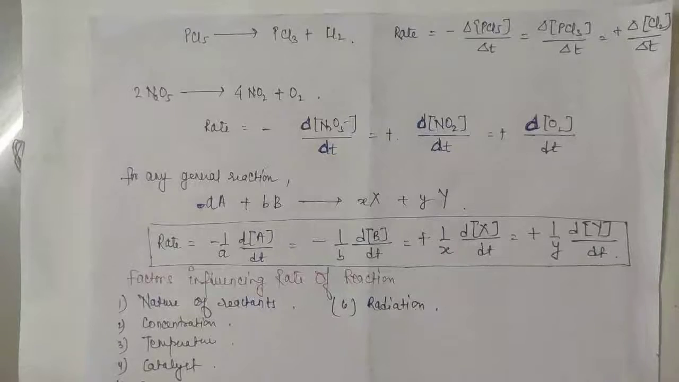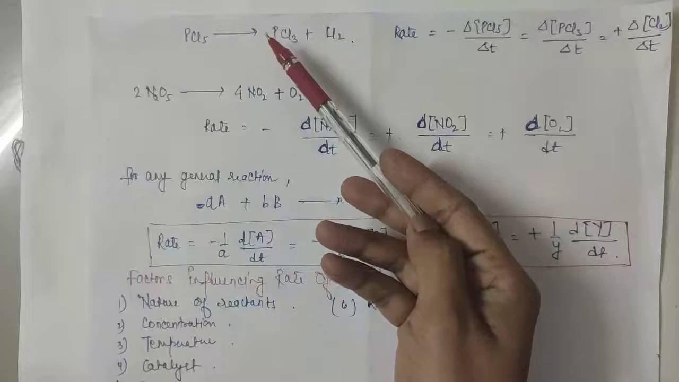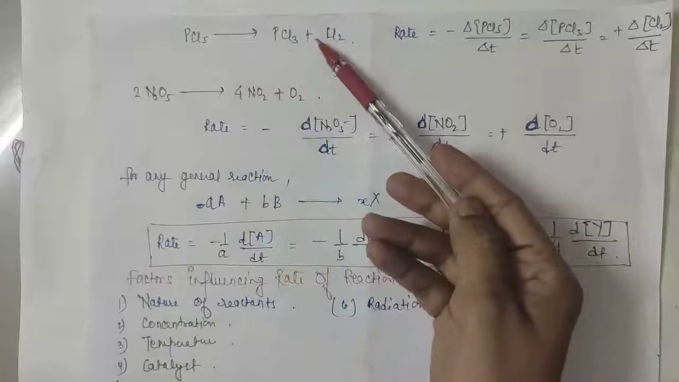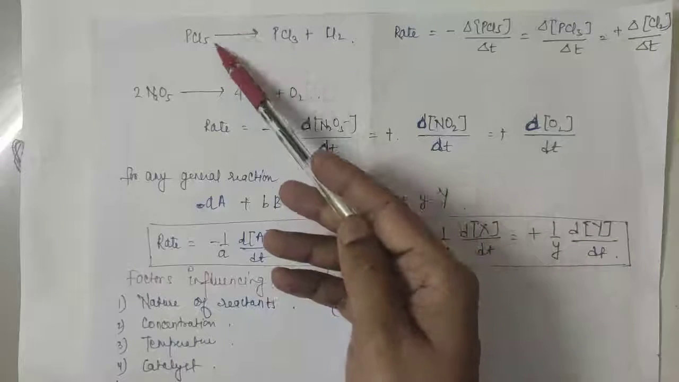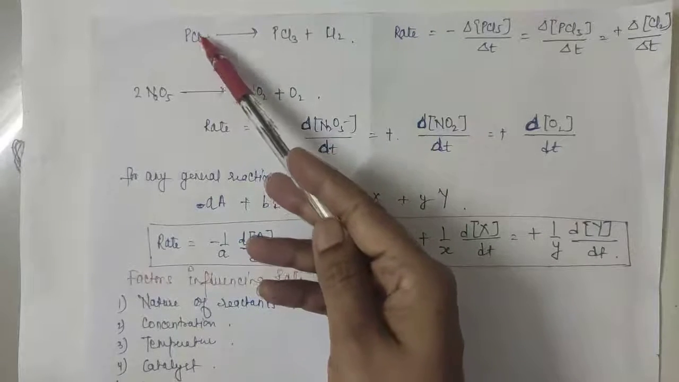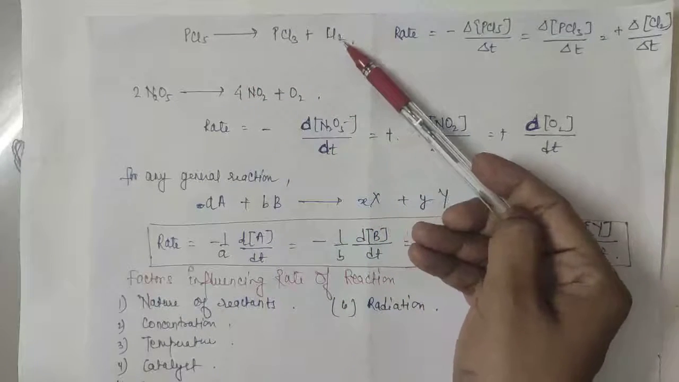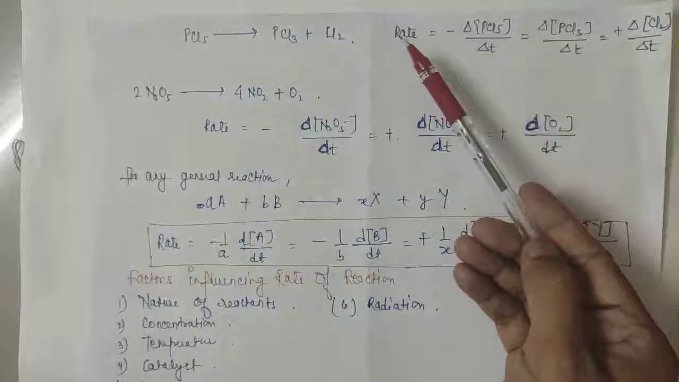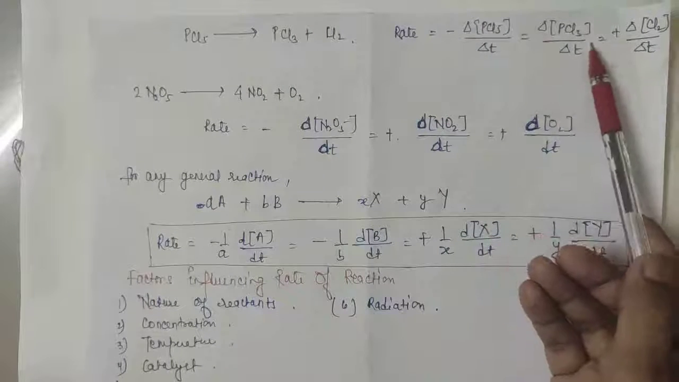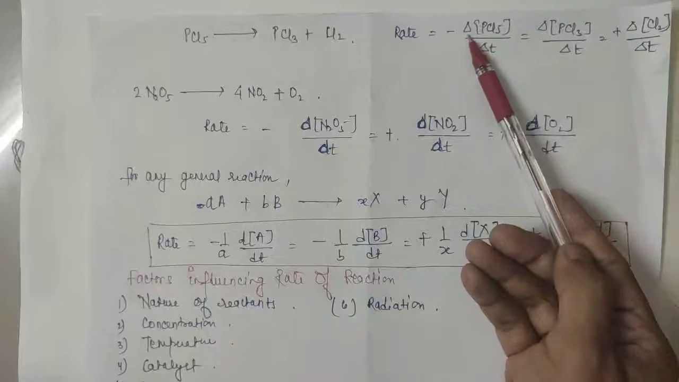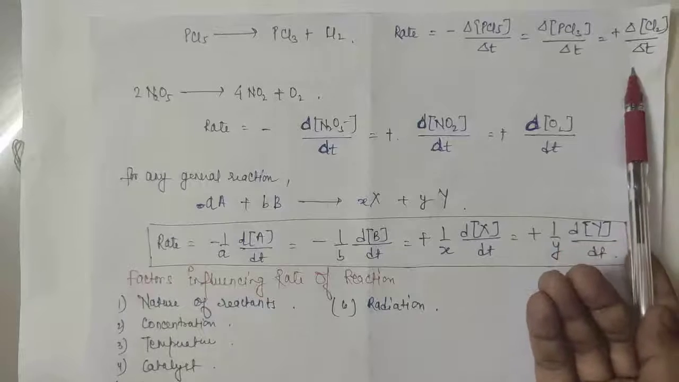Now, the rates are equal when the molar concentration, the number of moles of all the reactants expressed in the equation, are equal. For example, consider the decomposition of PCl5. Here 1 mole of PCl5 gives 1 mole of PCl3 and 1 mole of Cl2. So the rate, whether it is average or instantaneous, will be written like d[PCl5]/dt, d[PCl3]/dt, d[Cl2]/dt.